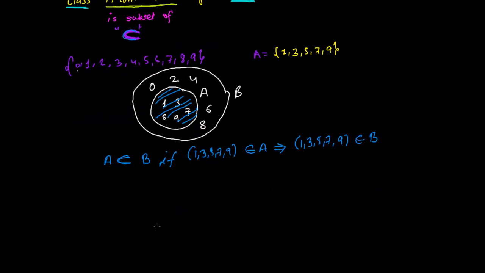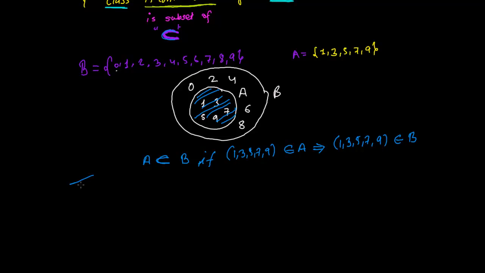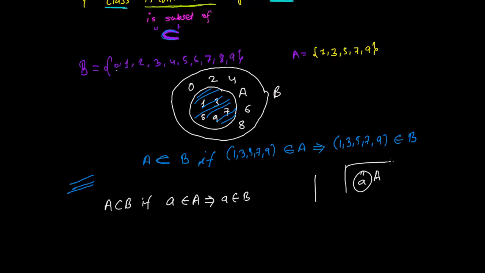So if you go by a definition, in many books you may see something like this: A is a subset of B if a is an element of A implies that a is also an element of B. It means something like this. If we have a set A, and in it there is a member a, a is an element or member of set A, and we have a bigger set B.